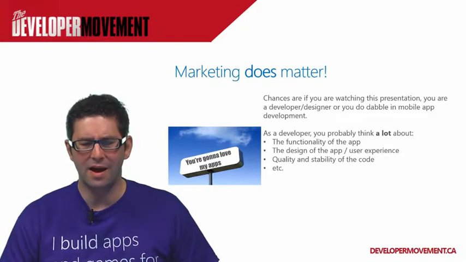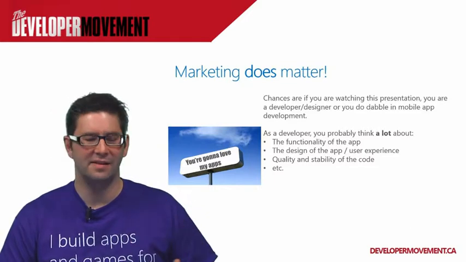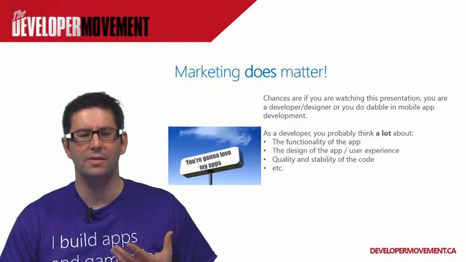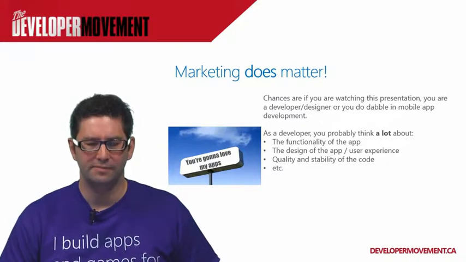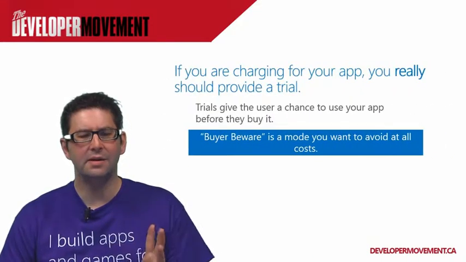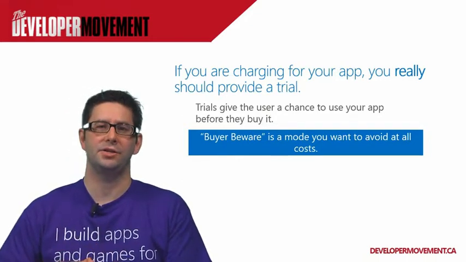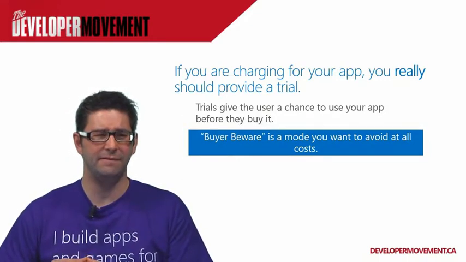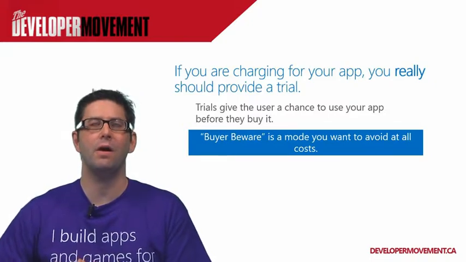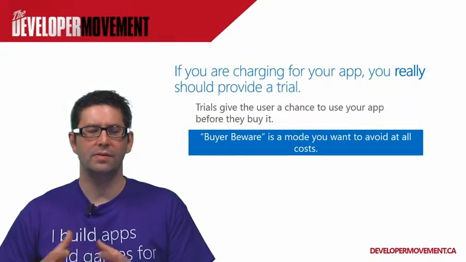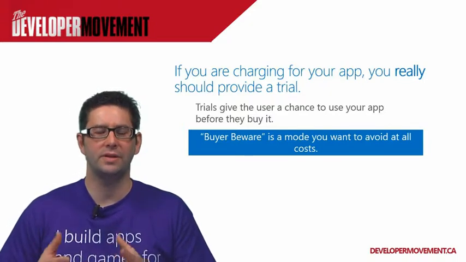So we think a lot about functionality, design, quality, all that kind of stuff from a stability standpoint, but we don't really think about the business side of things. So let's talk a little bit about trials, because trials are one of the most important ways to actually get your application noticed, especially, to be honest, if you are charging for your application. There are a few ways that you can build a trial, and we'll get into that in a bit.